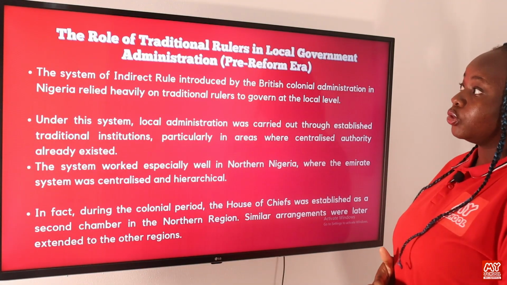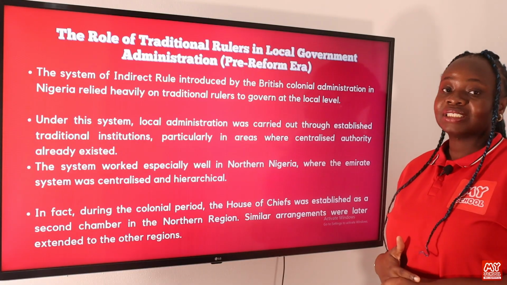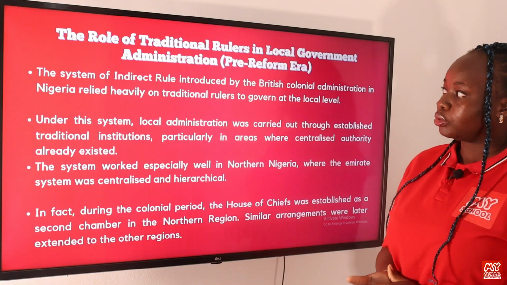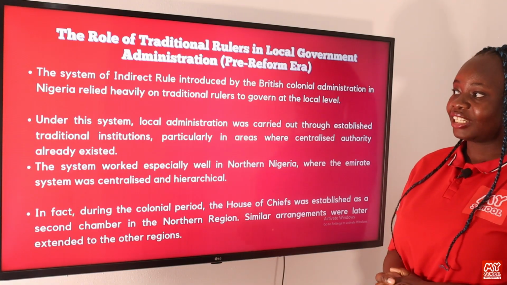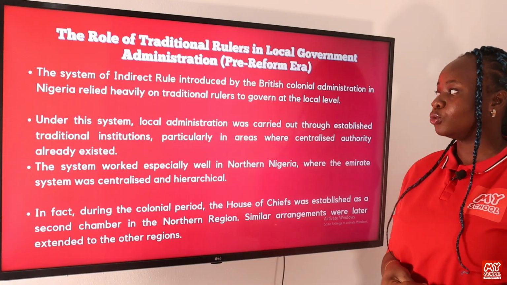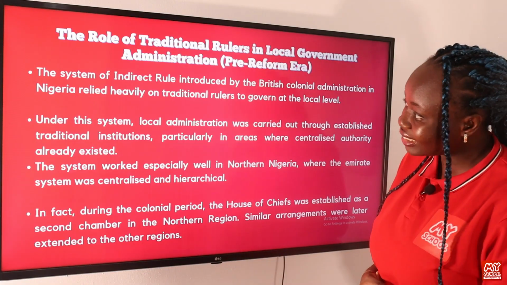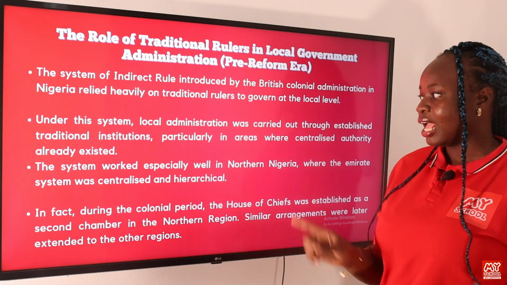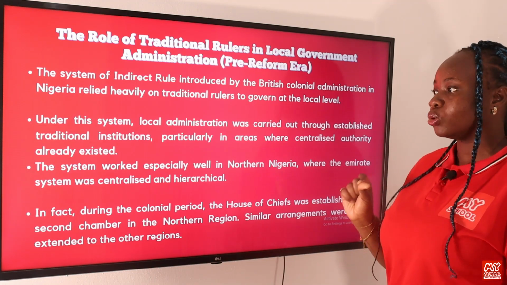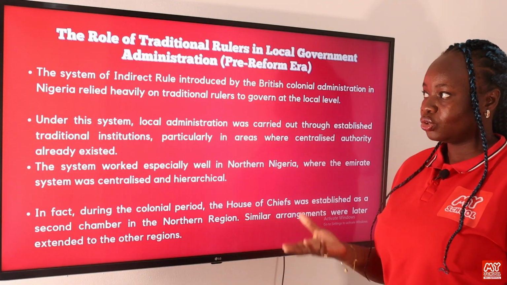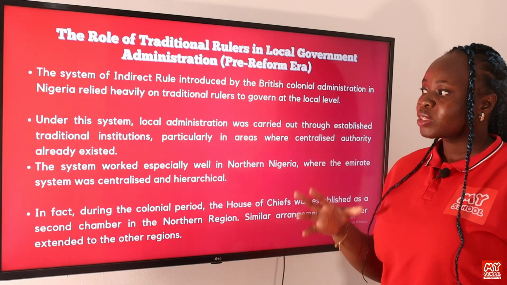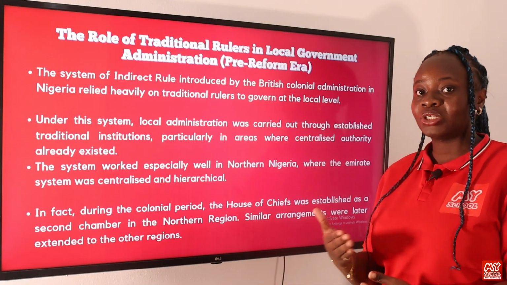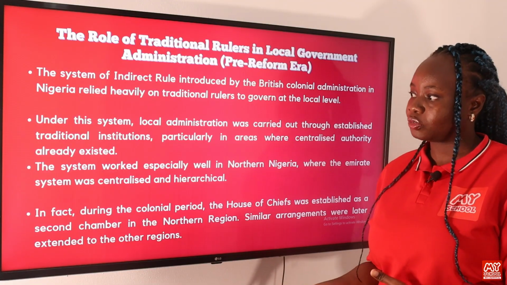All right, now we're going to discuss the role of traditional rulers in local government administration during the pre-reform era. So the system of indirect rule introduced by the British colonial administration in Nigeria relied heavily on traditional rulers to govern at the local level. So under this system, local administration was carried out through established traditional institutions, particularly in areas where centralized authority already existed. So this means that through indirect rule, they were using the traditional institutions that already existed before they came to ensure that policies were being implemented in the various regions.